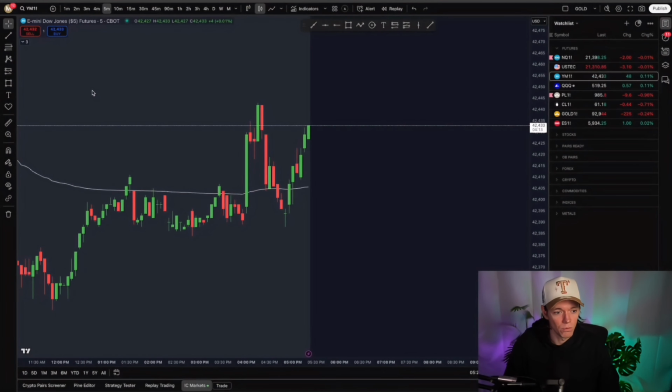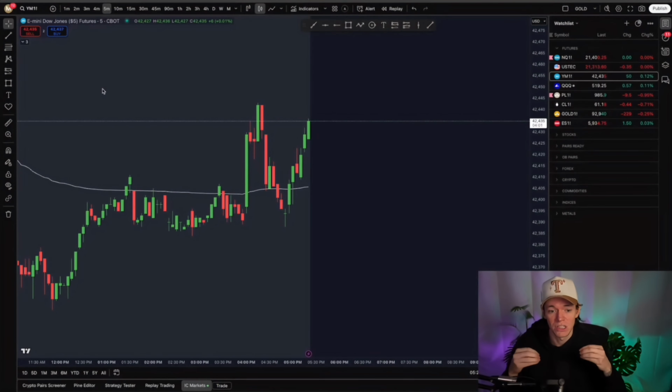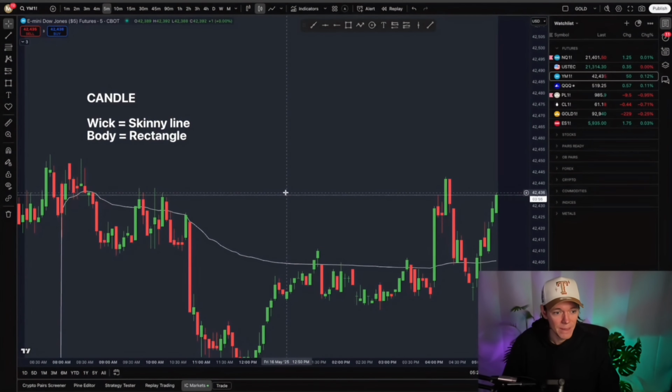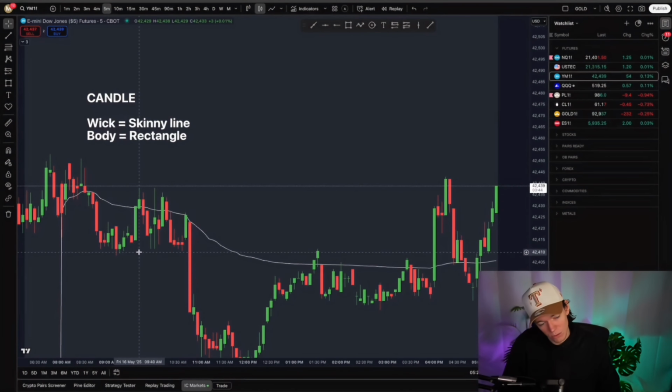So, we're going to jump straight into the basics of candles because I think this is so vital. You can be a successful trader by just looking at candles. That's it. If you can learn how to tell the story of what the candles are showing to us, you can be successful. Okay, first thing I need you to write down is a candle basically revolves around wicks and bodies. So a wick is a skinny line here, and a body is the rectangle part.